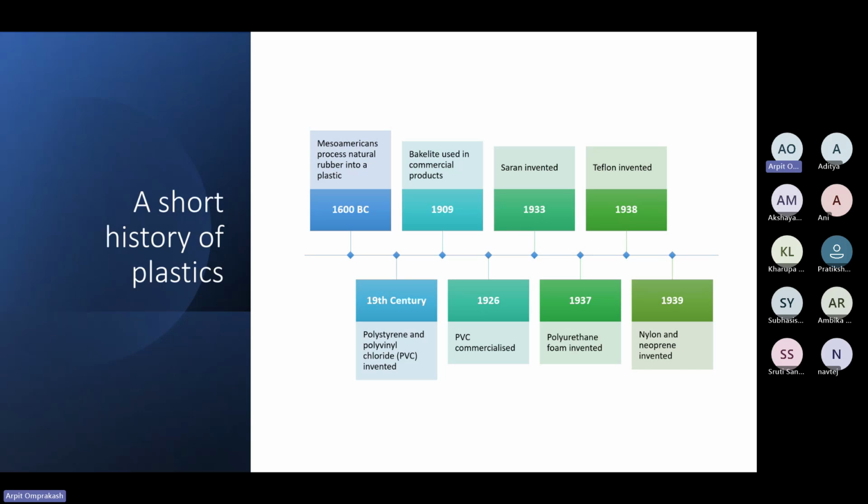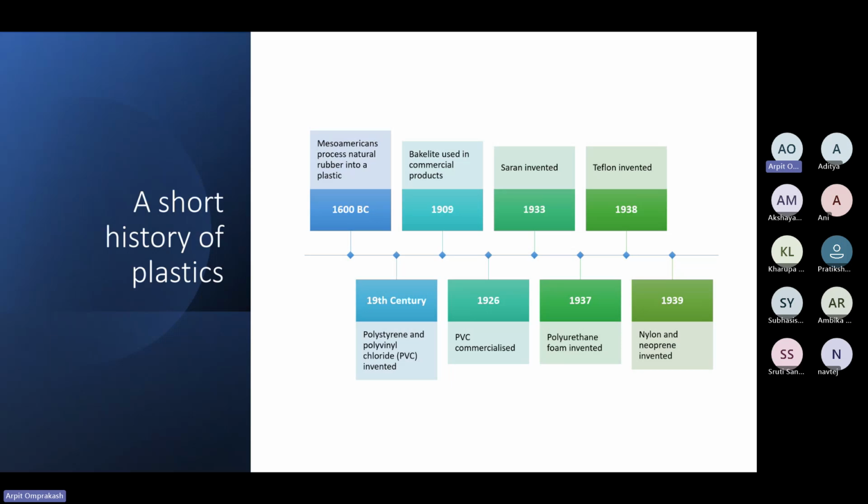Then in 1926, PVC was commercialized. 1933, saran was invented. In 1937, polyurethane foam was invented. So these are different kinds of plastic. 1938, Teflon was invented. Teflon gives the non-stick layer on the pans that are used for cooking. Nylon and neoprene were invented in 1939.